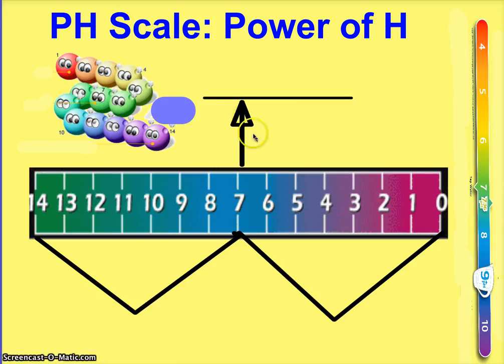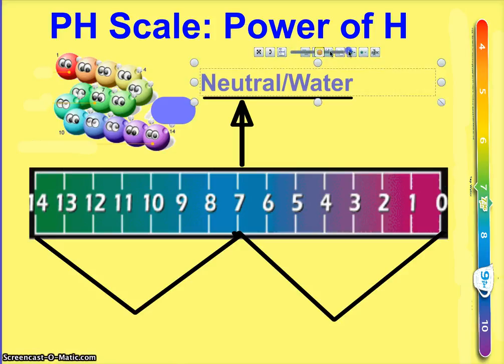So we know that this 7 is what? Neutral, which is what? What is the only neutral? Water. Water is my only neutral substance. It's the only molecule or compound that has a pH of 7 when it's pure, which means it produces equal amounts of OH and H.